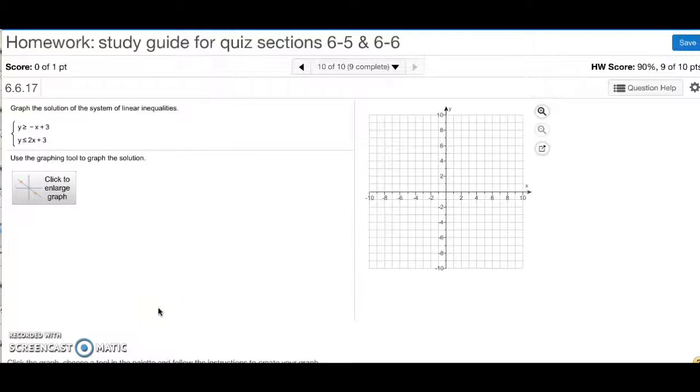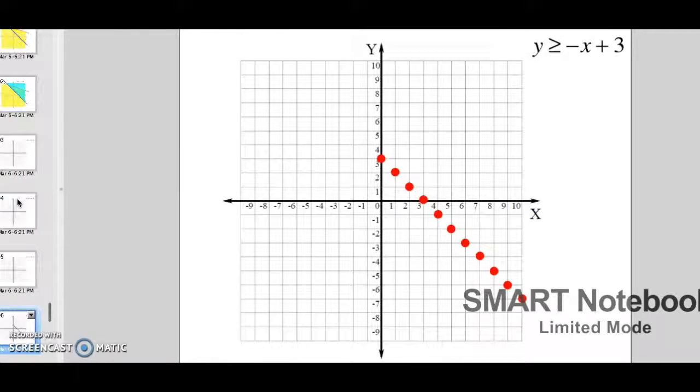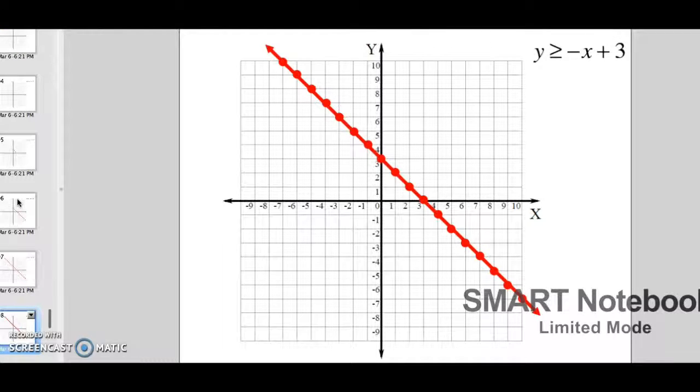Number 10 is asking you again to graph the solution of the system of linear inequalities. So we need to graph both of them first, see where their overlapping parts are, and that part is the solution. So let's do that. We have y is greater than or equal to negative x plus 3. My y-intercept is 3, and I go down 1 to the right 1. And I do that till I reach the edge of the graph. Then I reverse it at 3, going up 1 to the left 1. Now I have a solid line because it is an equal to statement. It is a greater than, so I shade above the line.